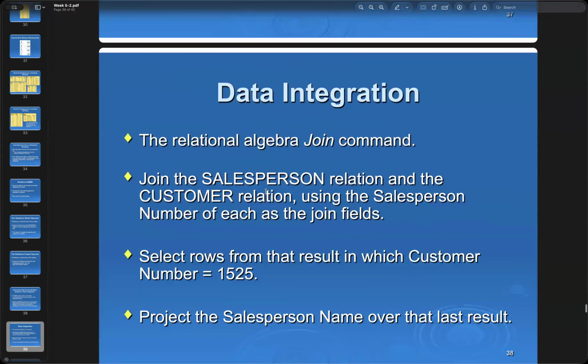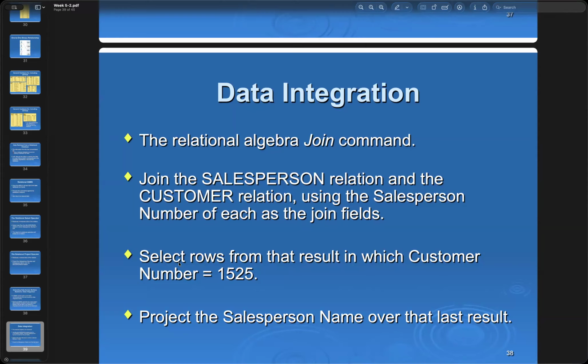For data integration, using the relational attribute, we use a join command. So joining the salesperson relation and the customer relation, we use the salesperson number, right? Remember when we were joining in exercise two, I know some of you made a mistake, joining or comparing using the product ID with the customer ID. So make sure you're using the same attribute.